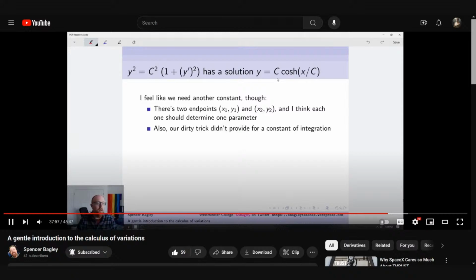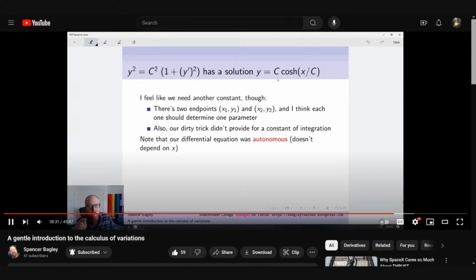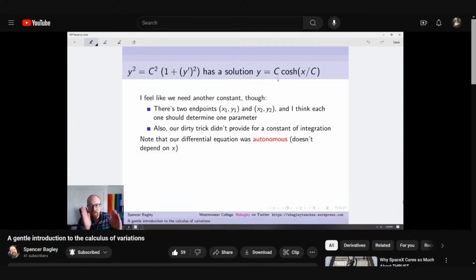Okay. Another thing that I'm noticing here is that the c that we had just came from the Beltrami identity. It was a constant of integration for something a long time ago. It wasn't a constant of integration for the separable differential equation, right? So I think that I probably need a constant of integration to appear somewhere. So here's another dirty trick. Notice that our differential equation was autonomous, right? It doesn't depend on x, and so it's invariant under horizontal shifts. Probably if I just replace x by x minus h to allow for horizontal shifts, that's probably all I need.